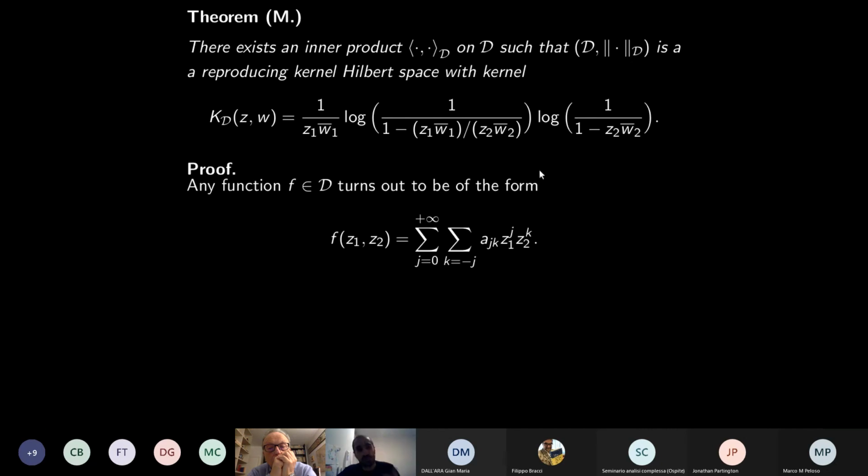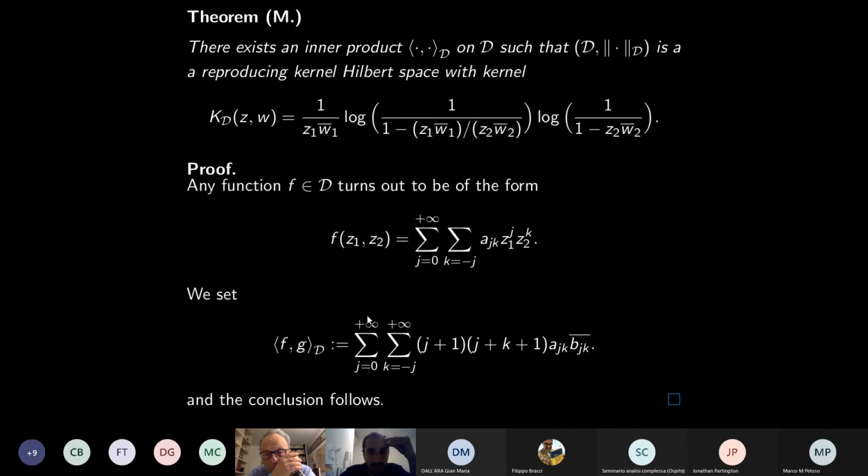So the proof, again, we use the norm star to find out that any function f is to find out to actually find a basis for our spaces. Once we have this restriction on the index j and k, we define the inner product in this way, which again corresponds somehow to the limit case for nu that goes to -2 of our family of kernels.